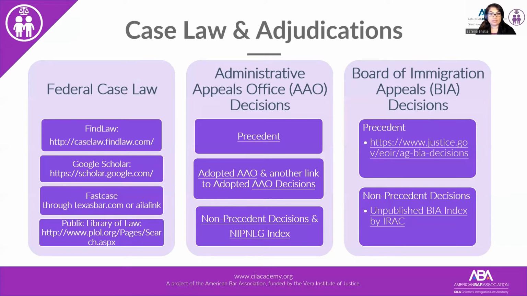It issues both precedent decisions and non-precedent decisions. The precedent decisions are published on the BIA website. Non-precedent unpublished decisions are cataloged in an index available for subscription by the Immigrant and Refugee Appellate Center, or IRAC.